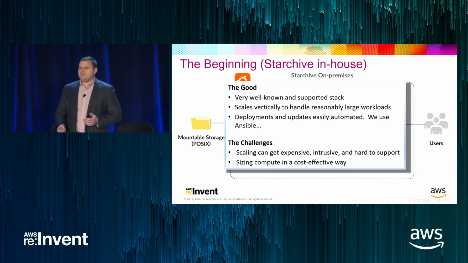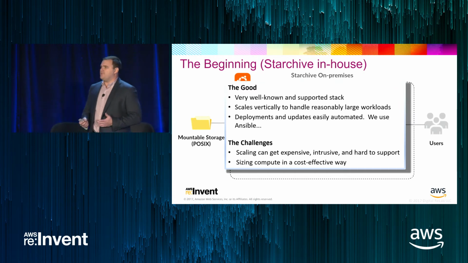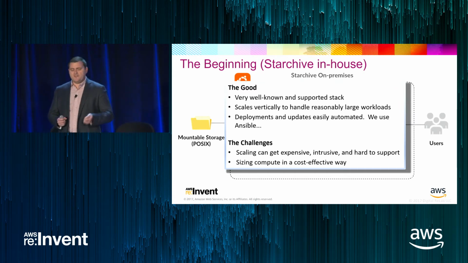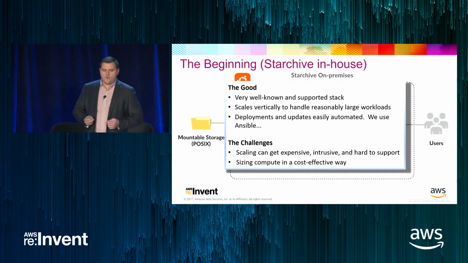But scaling can get expensive and intrusive, especially when we're working in an on-prem solution. And really, often from a scaling perspective, we size them for transformation, but we're not always doing transformation. We have lulls in transformation, and we often have wasted compute cycles when just serving content.